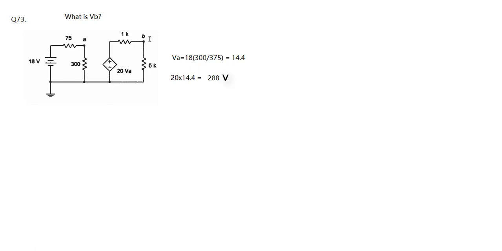We need to find VB. Again, we're going to use the voltage divider to find VB. So it's going to be 288. We're interested in the voltage across the 5K. So 288 volts multiplied by 5 divided by 6, or multiplied by 5K divided by 6K. 6K being the total series resistance.